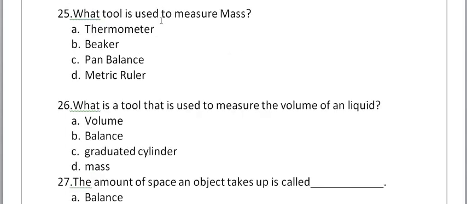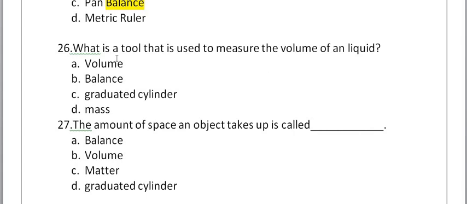Okay, what tool is used to measure the mass? The mass is the amount of anything. How can we measure our weight or our mass? By the balance, right? What is the tool that's used to measure the volume of a liquid? The volume of the liquid, we said it many times before, the graduated cylinder. It looks like a cup, and it's graduated like 10, 20, 30, 40, 50. And it just tells us the volume of the liquid. Is it 10 milliliters or 50 milliliters and so on.